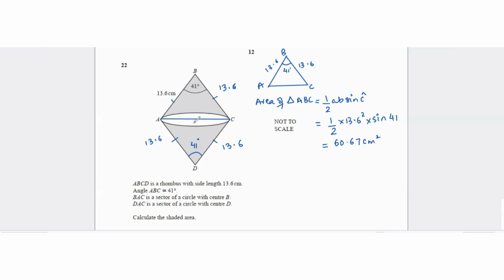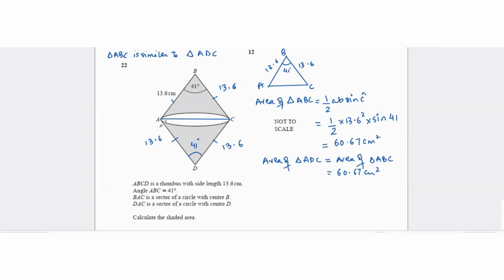Now, this is the area of triangle ABC. Now, let's move on to the triangle DAC. Triangle DAC is similar to triangle ABC. Hence, the area of triangle ADC is going to be the same as the area of triangle ABC, which is 60.67 centimeters squared.